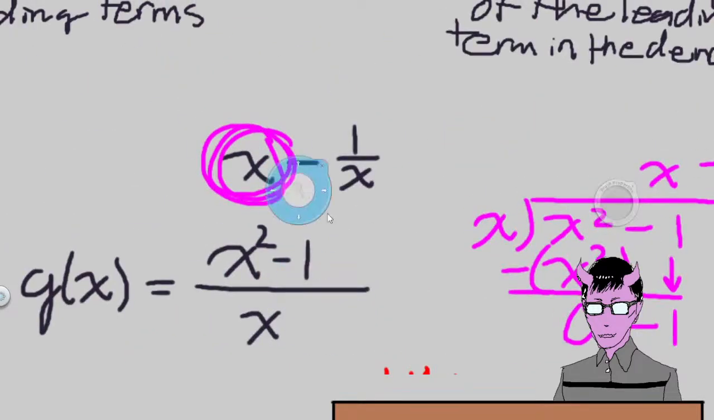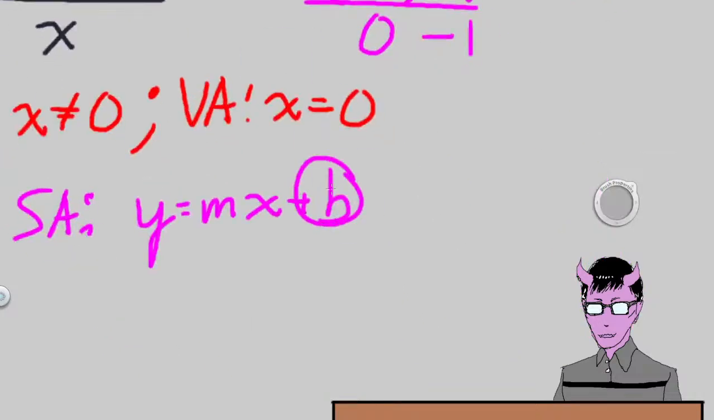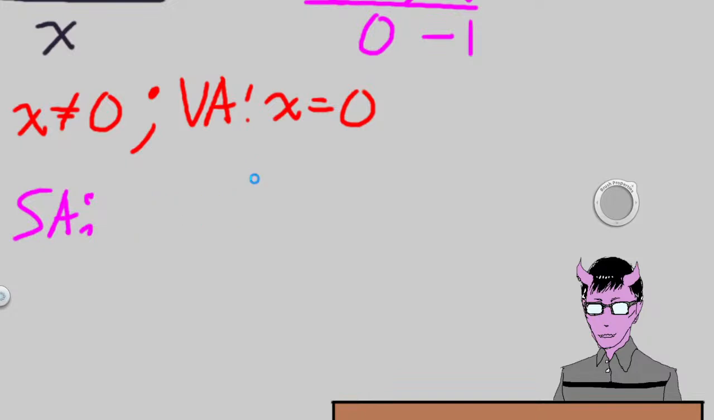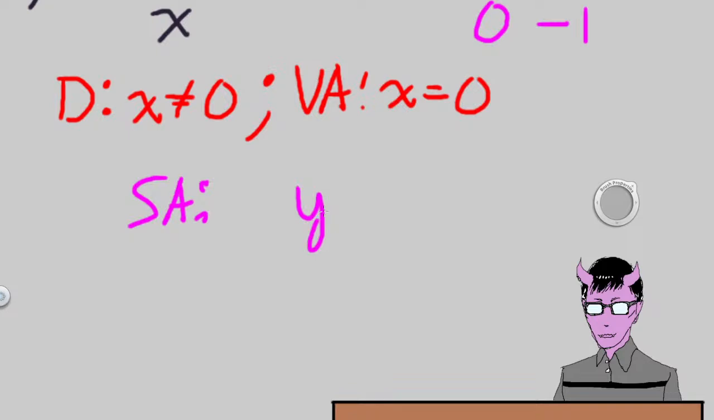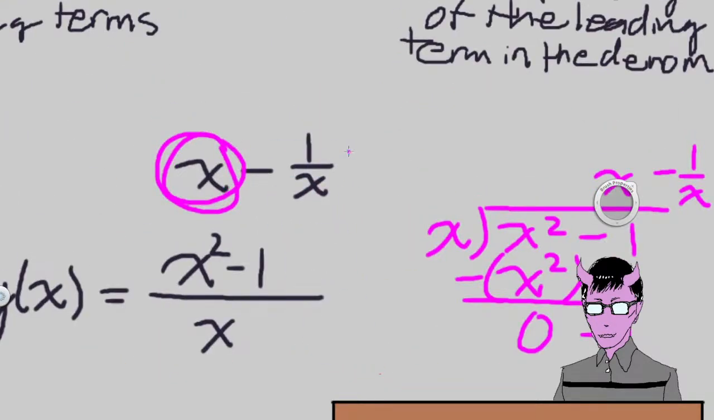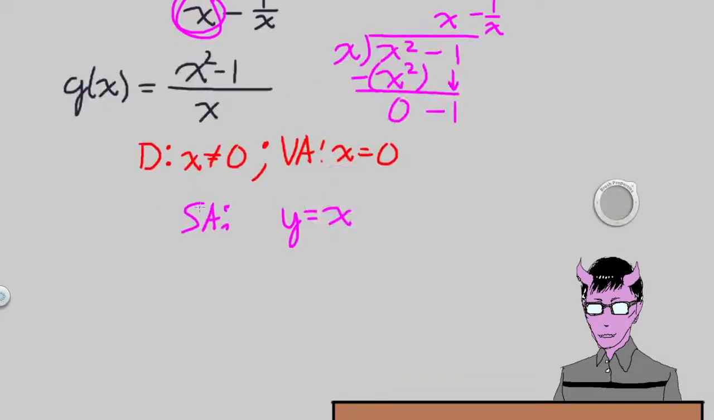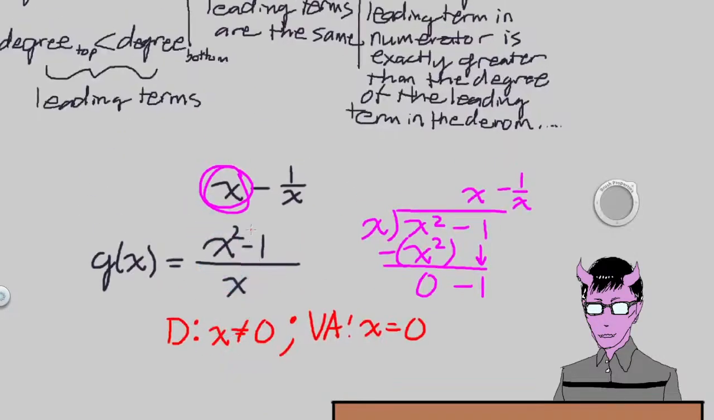So since we just have an x, then b is 0 and the slope is 1. So for the slant asymptote, it's going to be y equals x. That's it for this one. I'll explain why in a moment. So we don't have a horizontal asymptote. We instead have a slant asymptote because the numerator exponent is greater than the denominator's leading exponent.